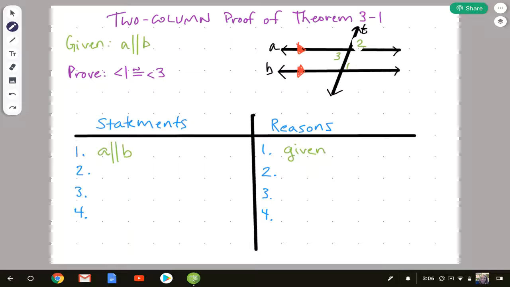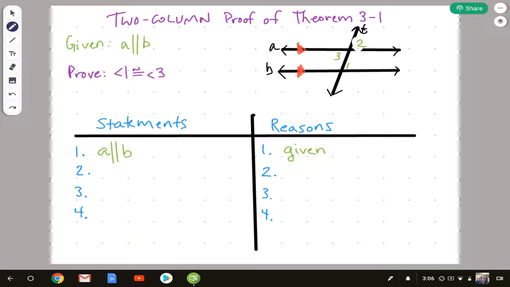So even if you don't know where to go with a proof and you can't get all of the answers at first, you should know how to get the very first statement and the very first reason as well. Now, I have the numbers written down. Most of the time you will not know how many steps it's going to take, so you'll number as you go.